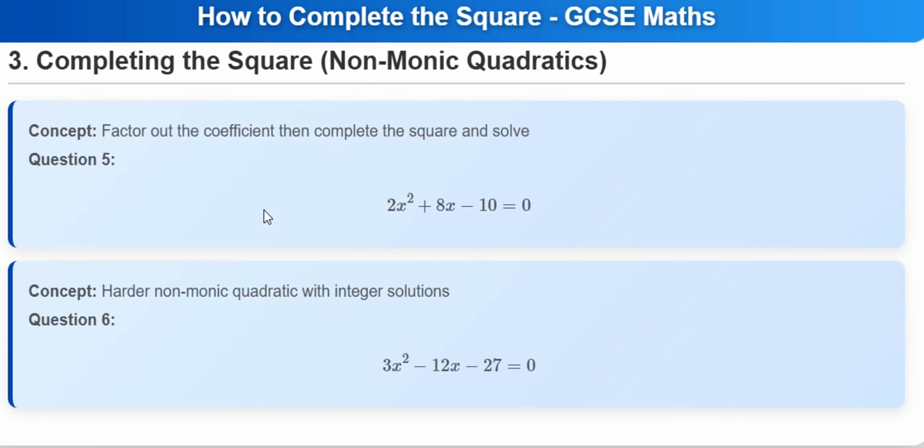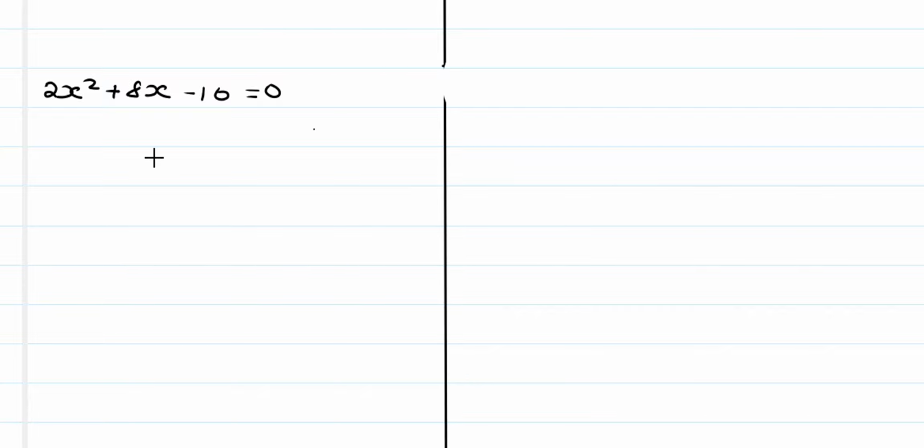So, non-monic quadratics are the ones where the coefficient of x squared is not 1. Like in this case, the coefficient is 2. So, how do we go about this in completing the square, then solving the equation? The first step is very simple. We need to just force this non-monic quadratic to be monic.